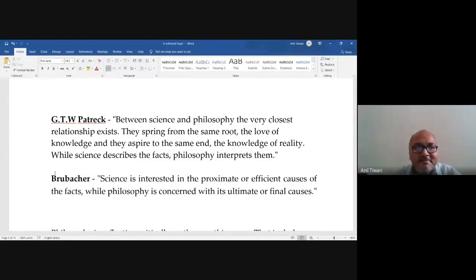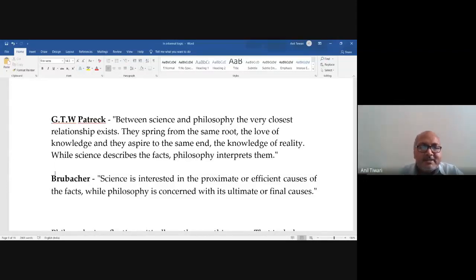But then what happens? While science describes the facts, philosophy interprets them. And you can understand what description means, what interpretation means. So when you are interpreting while doing or documenting the facts in sciences, then you are basically doing philosophy of science. And if you are just listing, reporting, then it's a kind of description of the facts and how they are correlated.